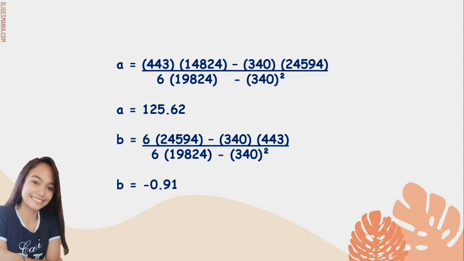Next formula, b is equals to 6 times 24,594 minus 340 times 443 all over 6 times 19,824 minus 340 squared. So the answer will be negative 0.91.